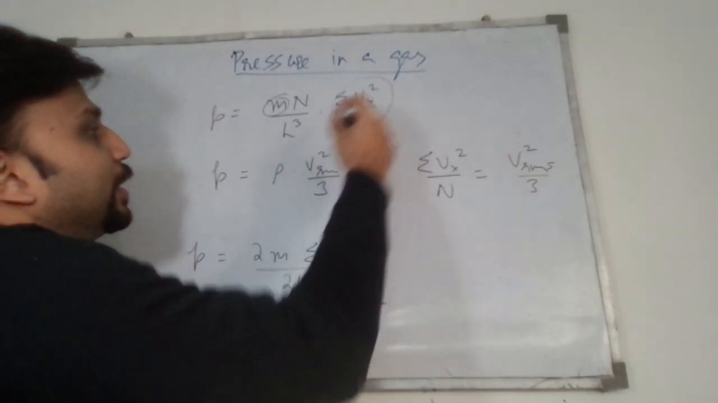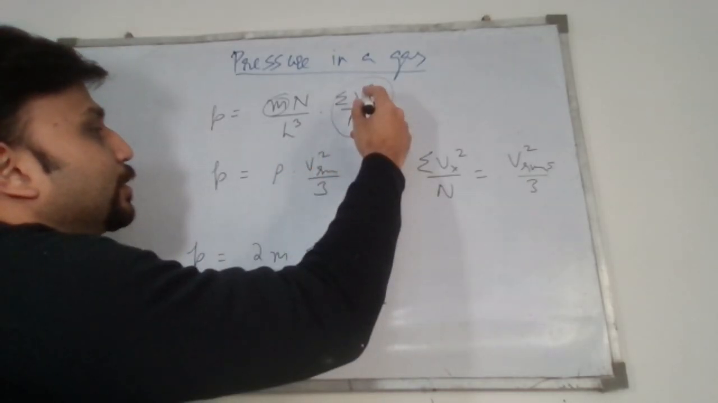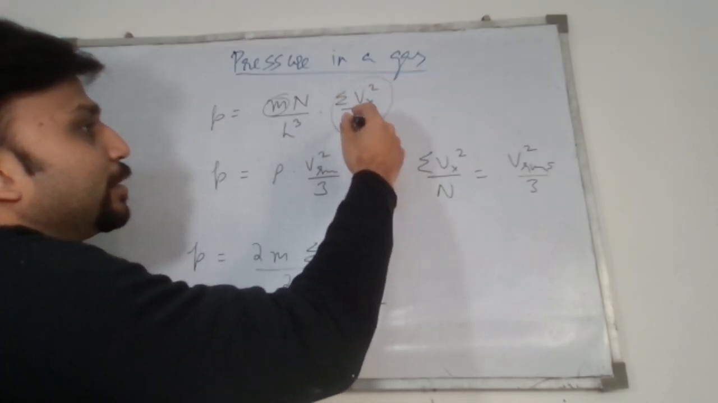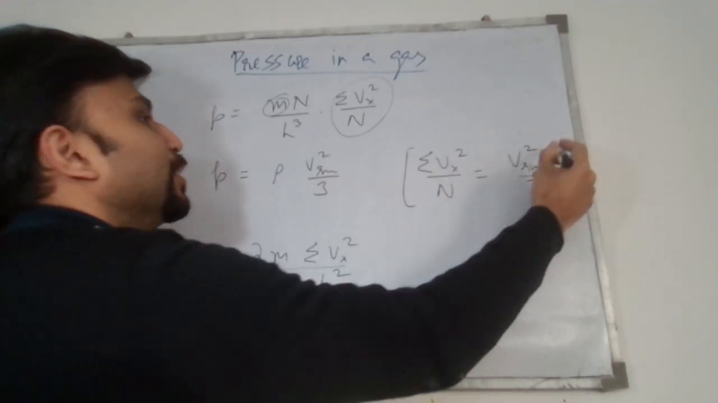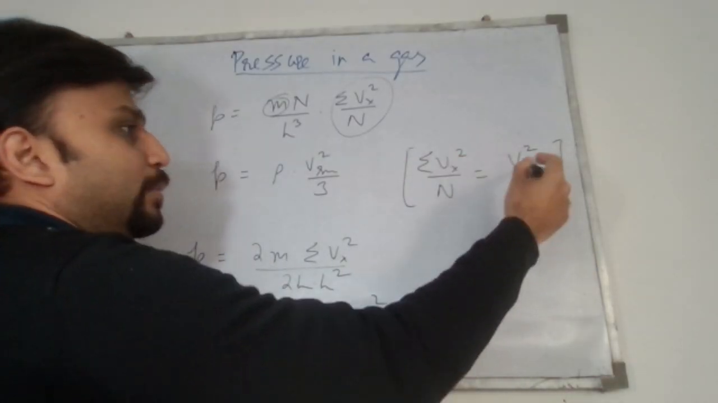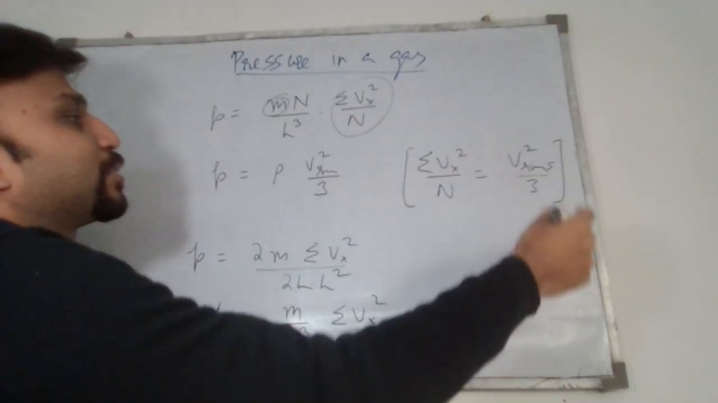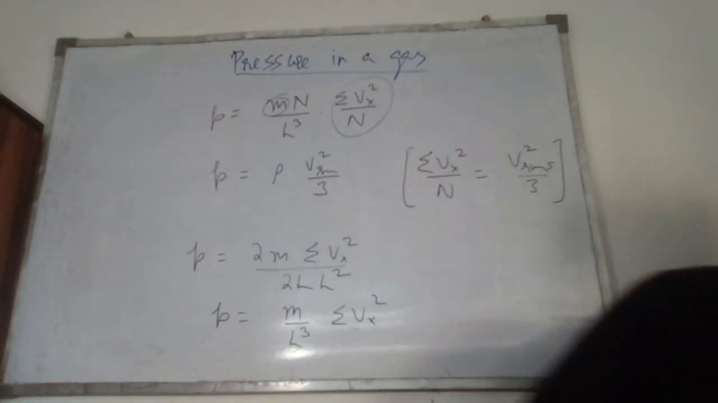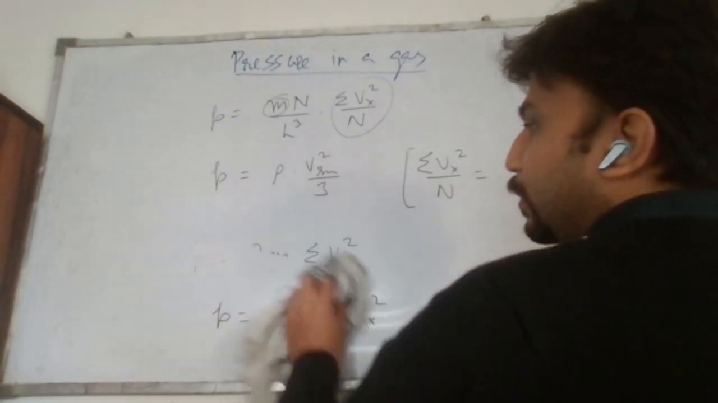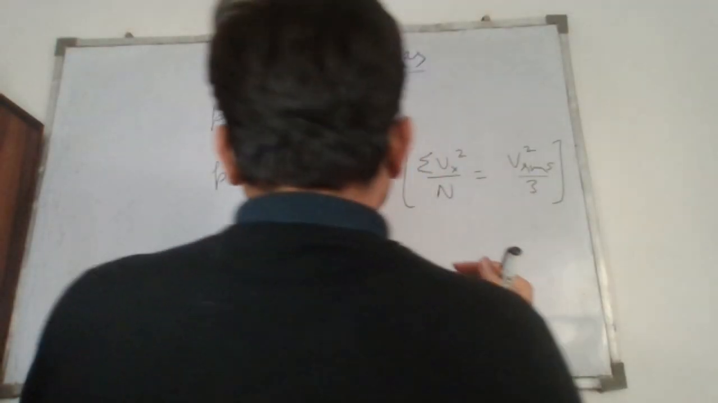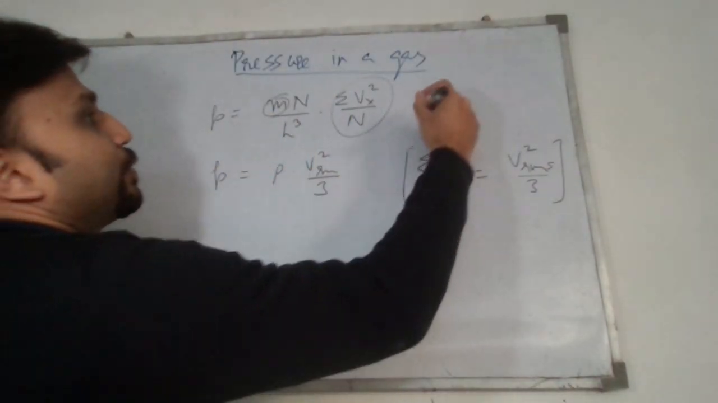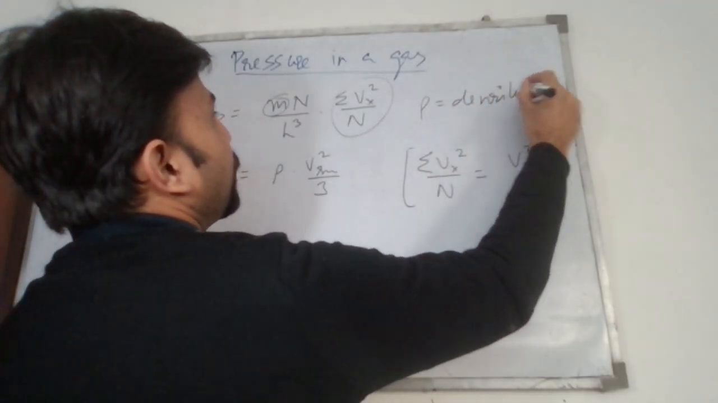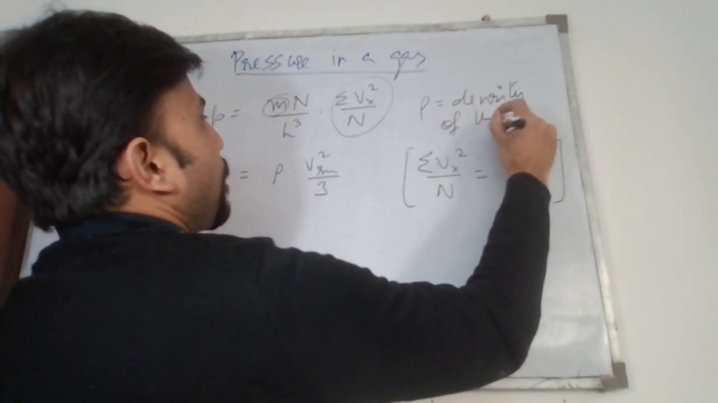Then, this expression summation Vx square by n, we said, is equal to Vrms square by 3. So we have just substituted that value here and we got this. So rho is the density of the gas.